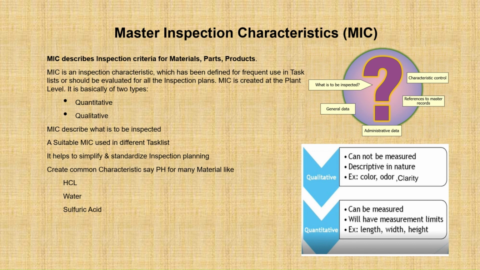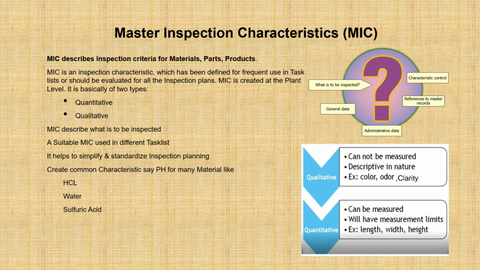Suppose it is a pen or a pencil, then you are checking the length of the pencil, or the shape of the pencil, or whether the surface is smooth or not, something like that. Okay, so all these things come under the properties of the material which we are checking. I have broadly classified these MICs in two categories. One is quantitative, another is qualitative.